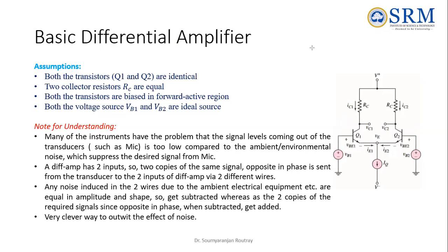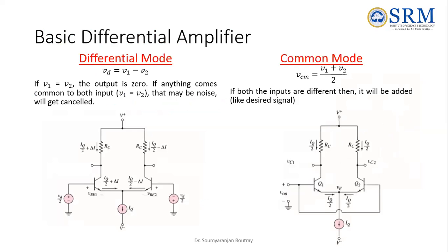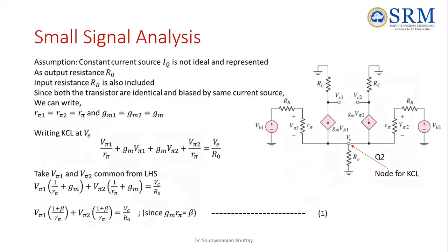Now here we can see the small signal model of the transistor. This is the first small signal model and this is the second small signal model. This is for Q1 and this is for Q2. Q1 is not mentioned, so I would like to write it here. So this is Q1 and this is Q2.